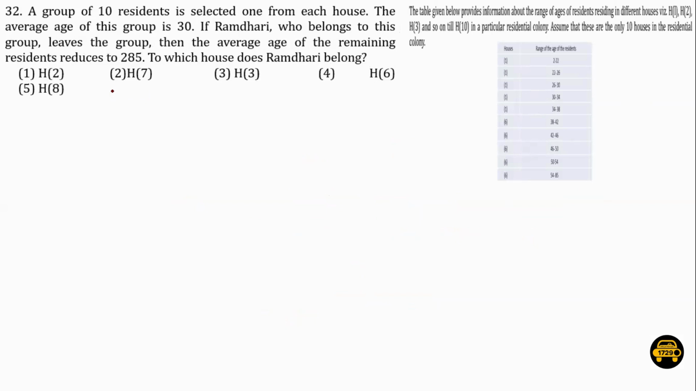Now, the third one is basically the continuation of the first question. So we got to know that the age of Ramdhari in this case was 43.5, and 43.5 is lying in this range, 42 to 46, and the house will be H7.